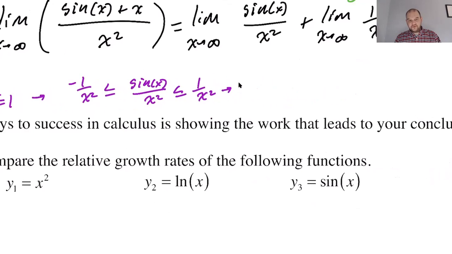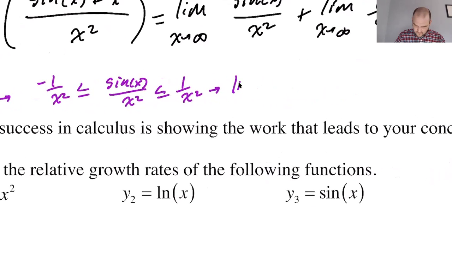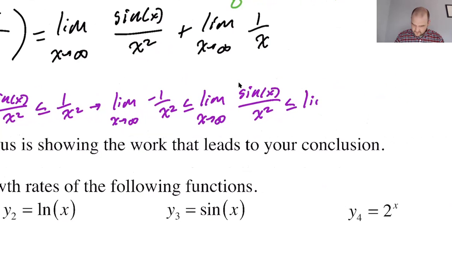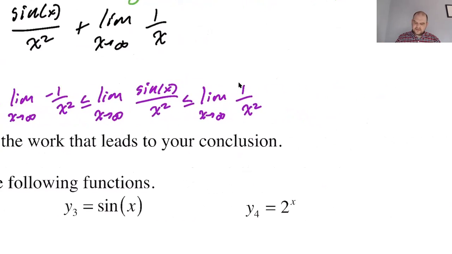If this is true, then the following must be true. The limit as x approaches infinity of -1 over x squared is less than or equal to the limit as x approaches infinity of sine of x over x squared, which is less than or equal to the limit as x approaches infinity of 1 over x squared, right? These situations are usually very contrived. It's usually very easy to decide what should be on the left-hand side and the right-hand side. In this case, it was very clear to use -1 over x squared and 1 over x squared. Usually you don't have to worry about that. It just kind of makes sense.